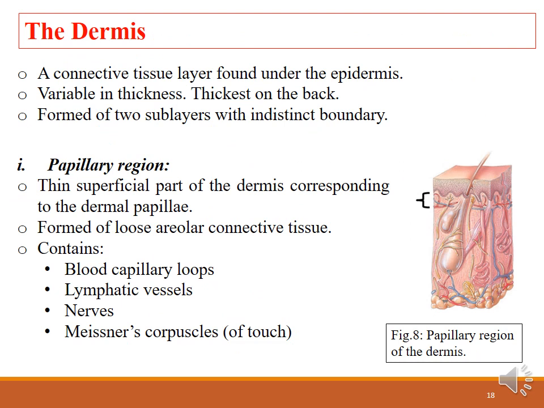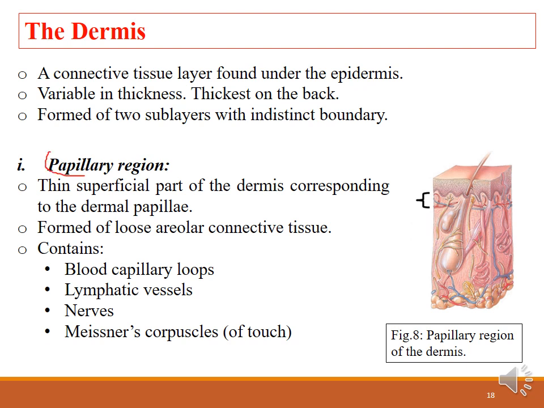So now let's talk about the dermis. The dermis is a connective tissue layer found under the epidermis. It is variable in thickness. It is thickest on the back. Remember when we said that the total skin thickness is most on the back, and this is because the dermis is very thick on the back. It is actually formed of two layers with no distinct boundary between them.